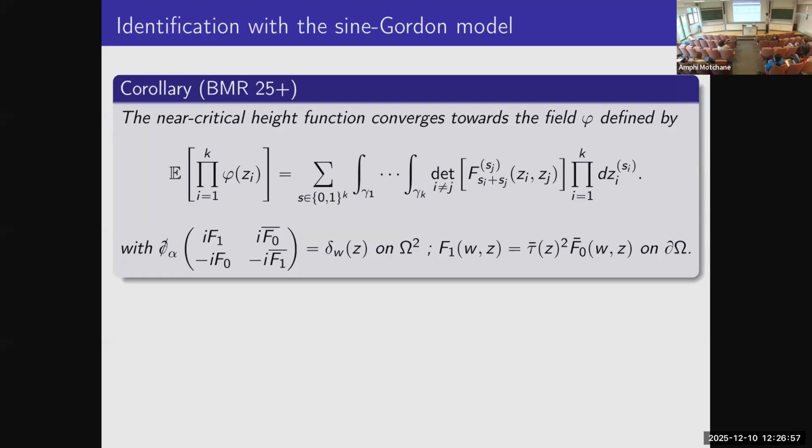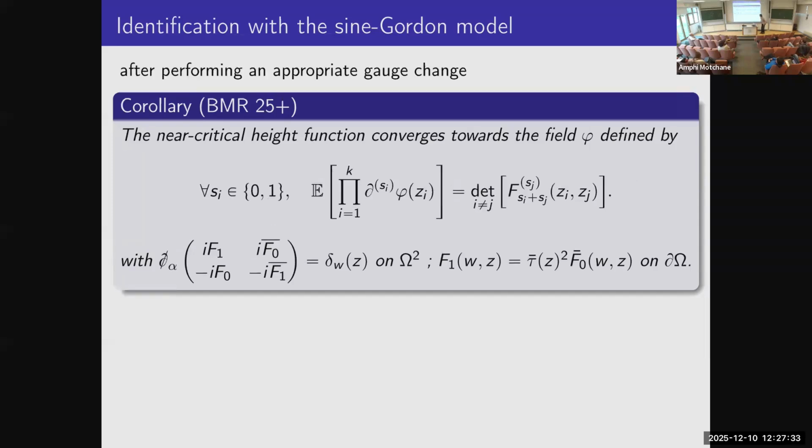Okay, so I just recalled our main results, which is that the height function in the near-critical regime converges towards the field phi, which is defined by this. So it's just the same as before. It's the integral of a path of some determinant of some functions, which are basically the inverse of the massive Dirac operator with some boundary conditions. Okay, so I just rewrite it a bit more conveniently.